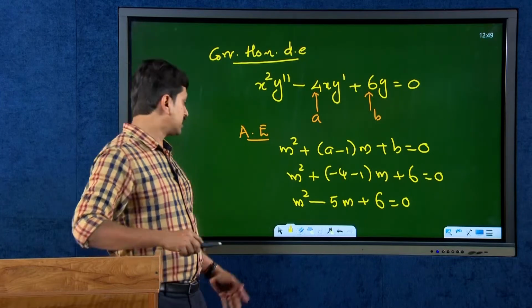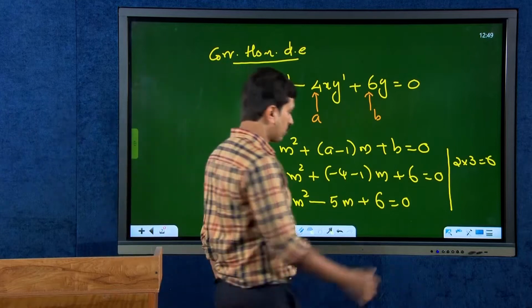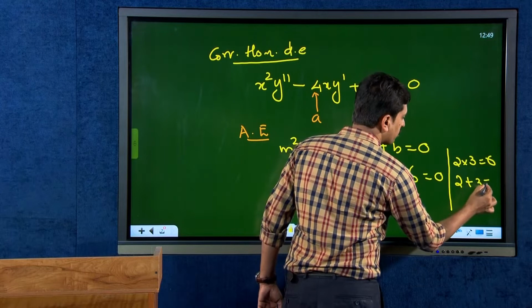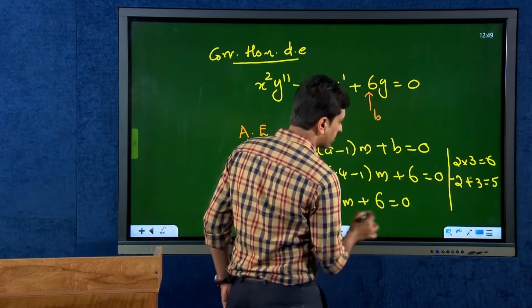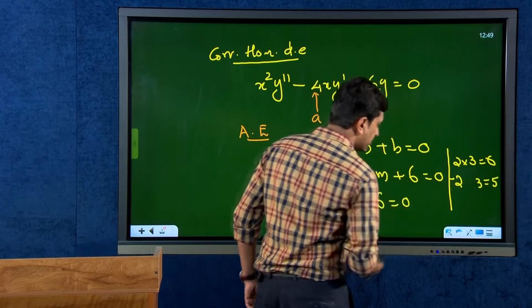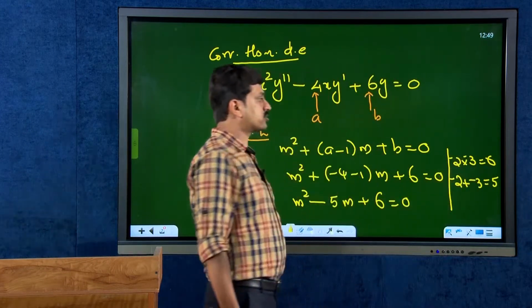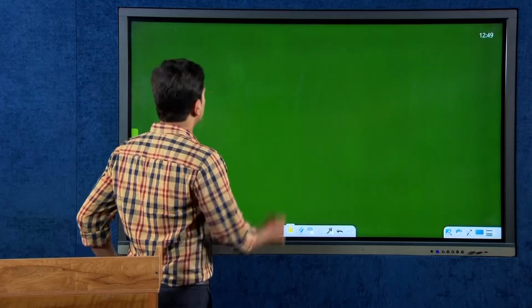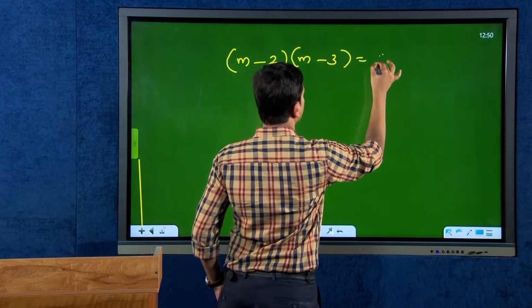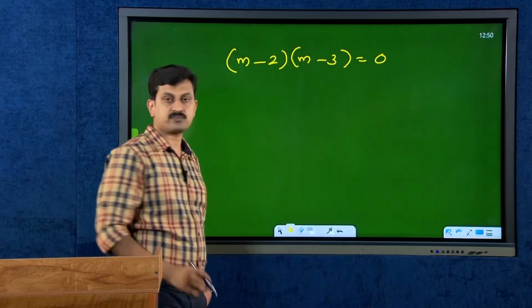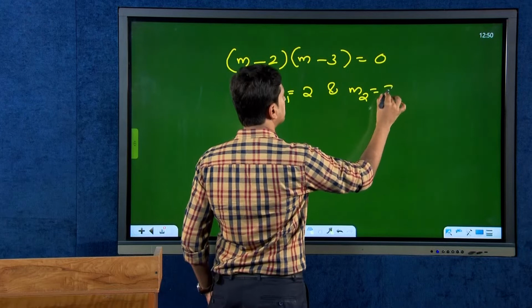Okay, we can factorize: multiplying 2 and 3 gives 6, and adding 2 plus 3 gives 5. Since we need the coefficient of m as minus 5, we will take minus 2 plus minus 3, and minus 2 into minus 3 is 6. So we can factorize this as (m minus 2) into (m minus 3) is equal to 0, that is, m1 is equal to 2 and m2 is equal to 3.